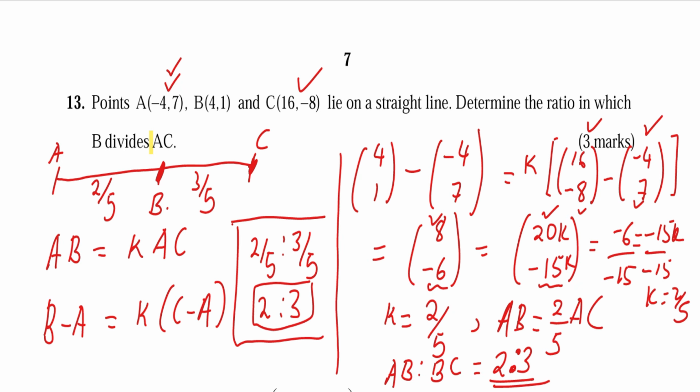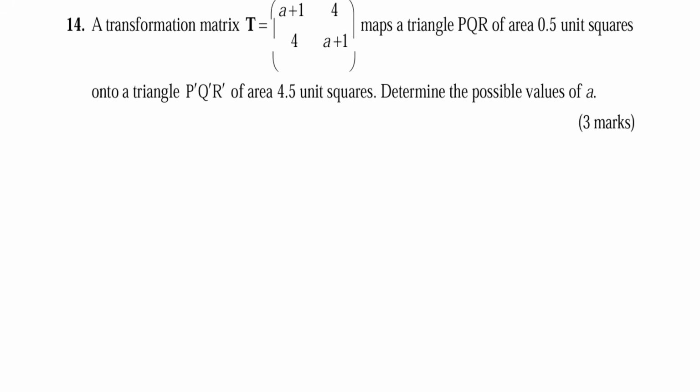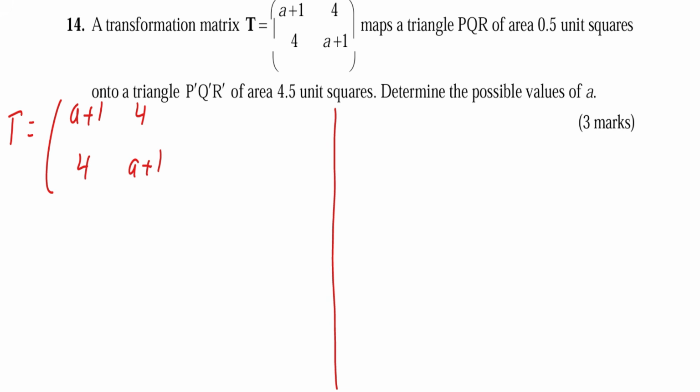Okay. So let's go to the other question. Now question 14. Okay. Question 14. You've been told that this is a matrix T. We have A plus 1, we have 4, we have 4, we have A plus 1 as well. So it maps a triangle PQR of area 0.5 units square onto a triangle P prime, Q prime, and R prime of area 4.5 units square.